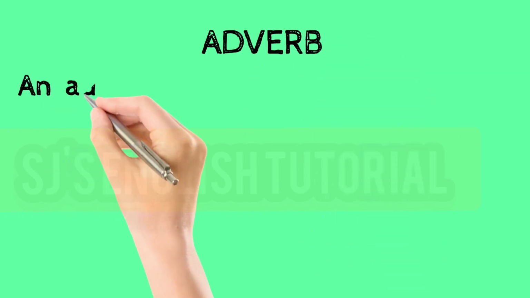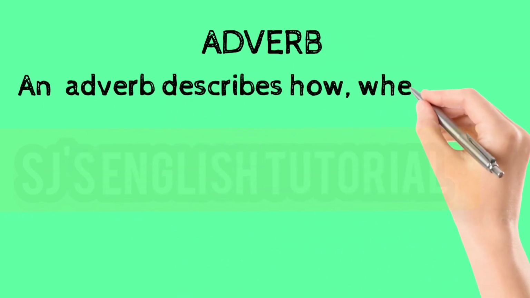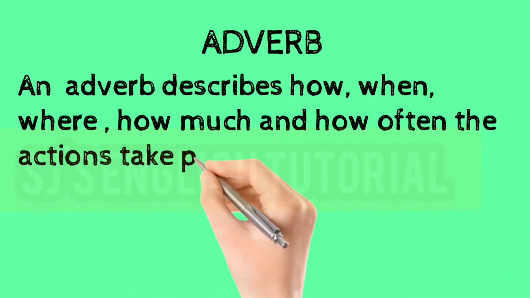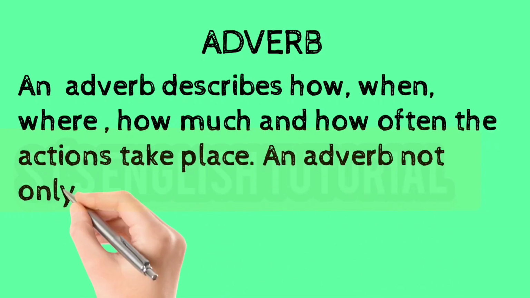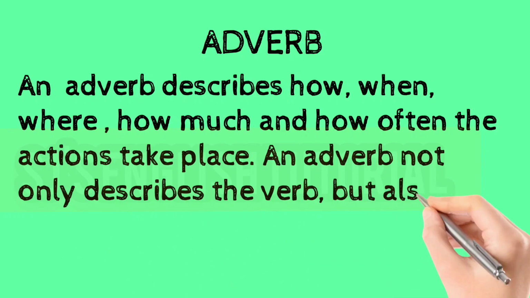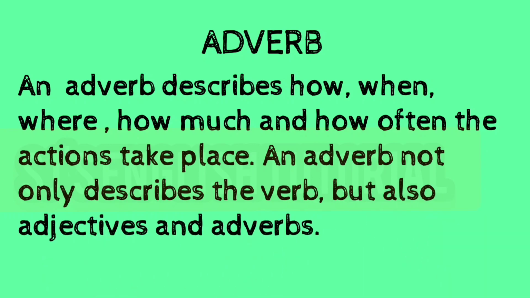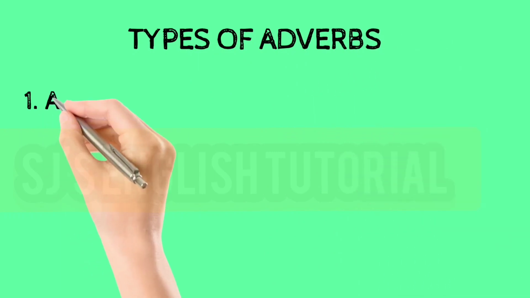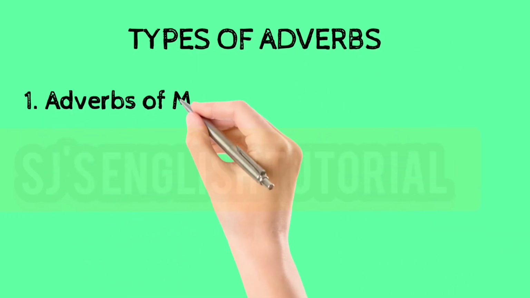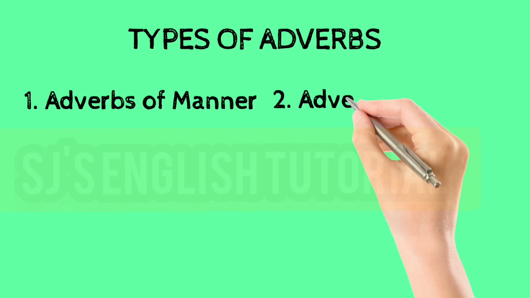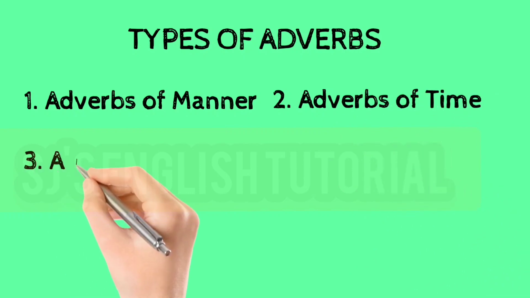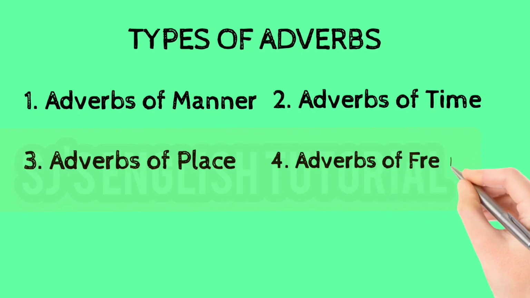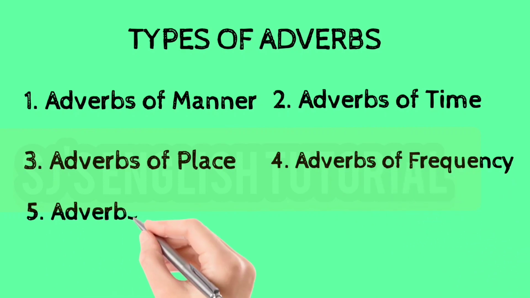Adverbs describe how, when, where, how much and how often the action takes place. An adverb not only describes the verb but also adjectives and adverbs. There are 5 types of adverbs based on their function. They are adverbs of manner, adverbs of time, adverbs of place, adverbs of frequency and adverbs of degree.